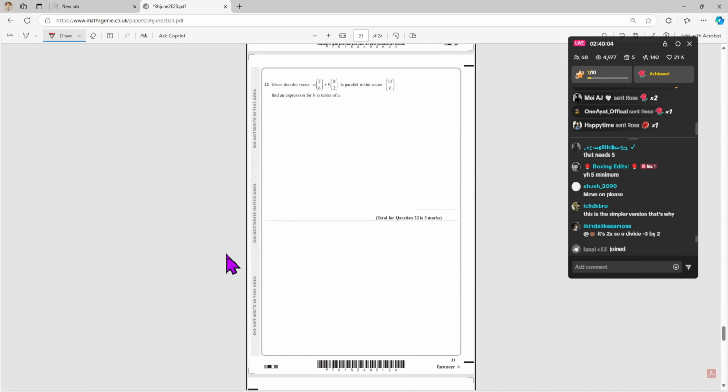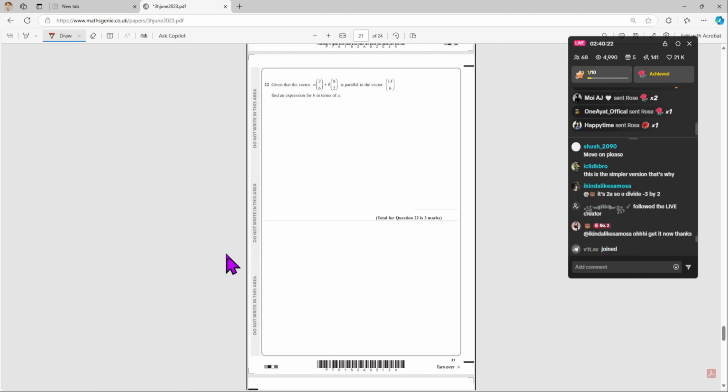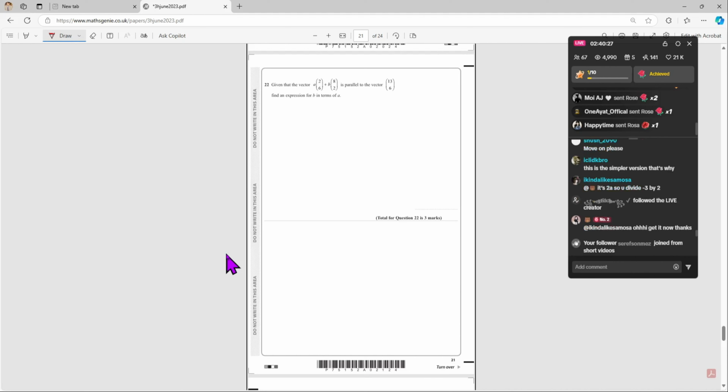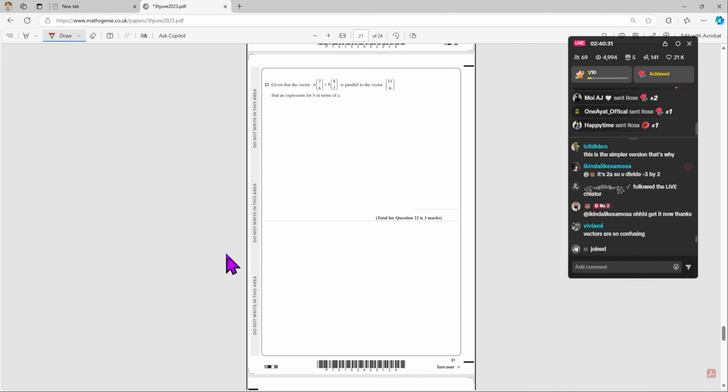So, question 22. Given that the vector (2a + 8b)/2, 6 plus... is parallel to the vector 13, 6, find an expression for b in terms of a. When vectors are parallel, it means they have the same gradient, basically. So the first thing you would do is add them together.